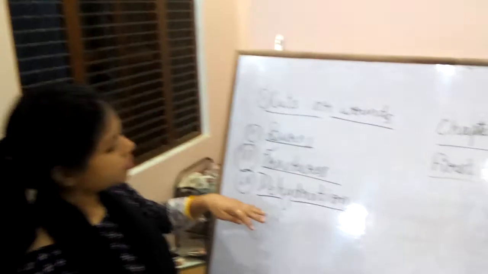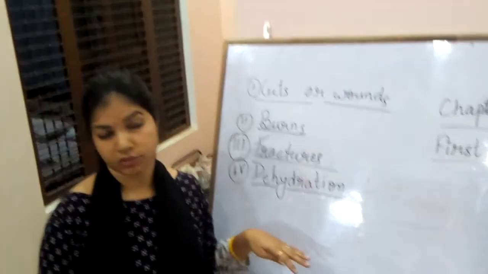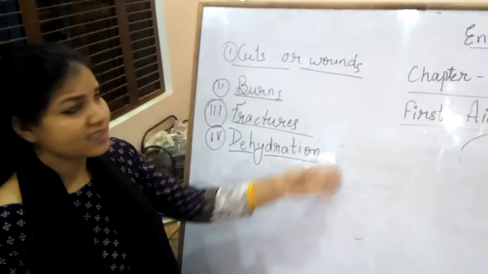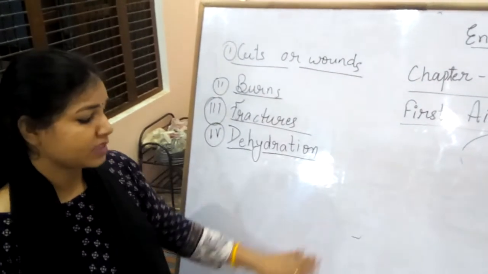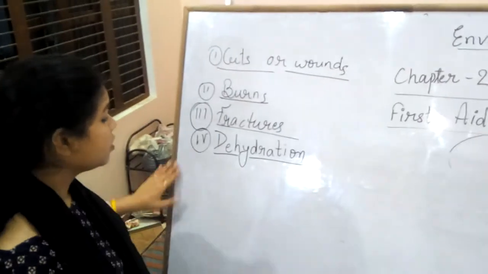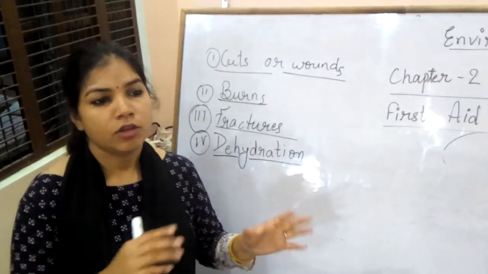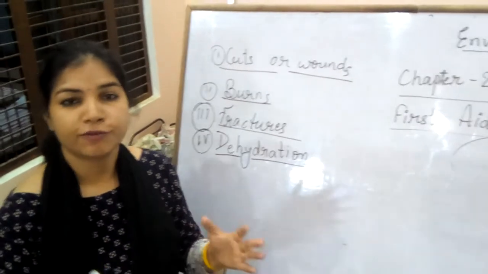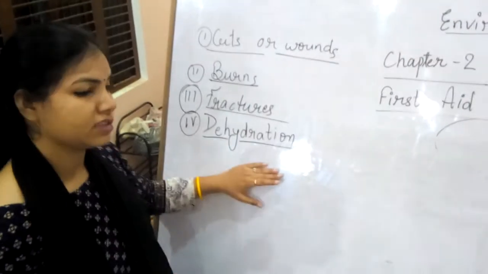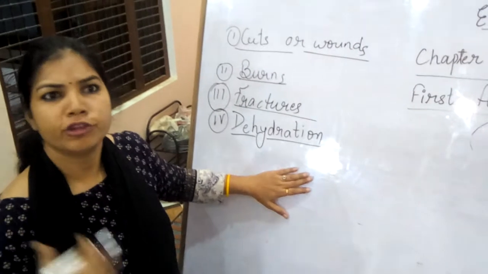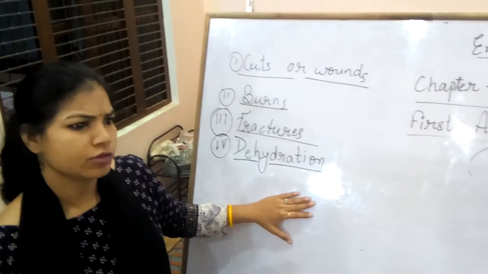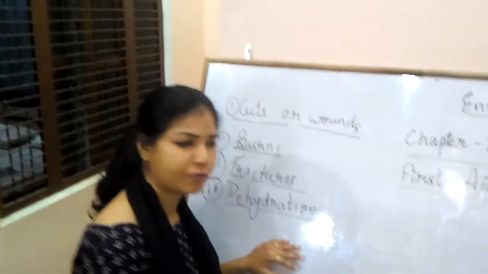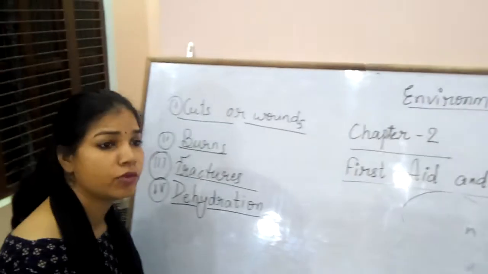Our next emergency is dehydration. What is dehydration? You should know what these emergencies are, so that is why I am explaining the definitions also. Dehydration is the loss of more fluid from your body. Like when you are vomiting a lot, or going to the washroom again and again, and you are losing the liquid part from your body, that is called dehydration.